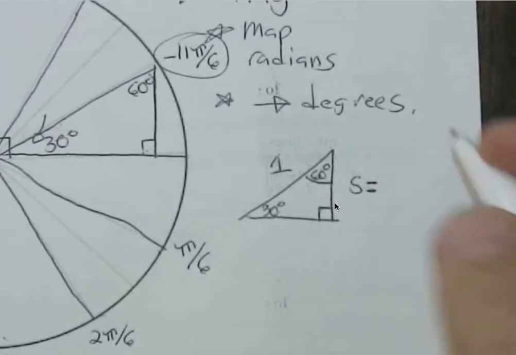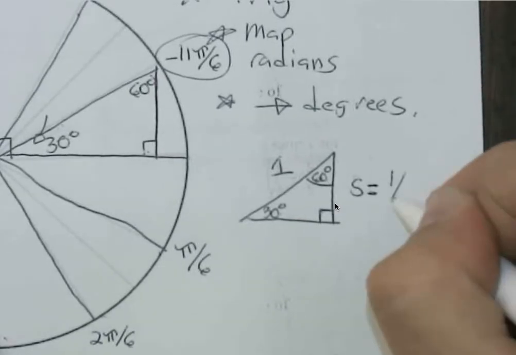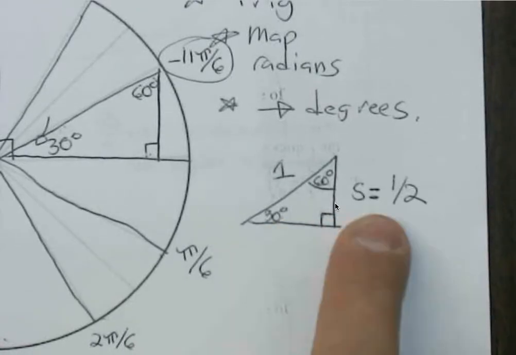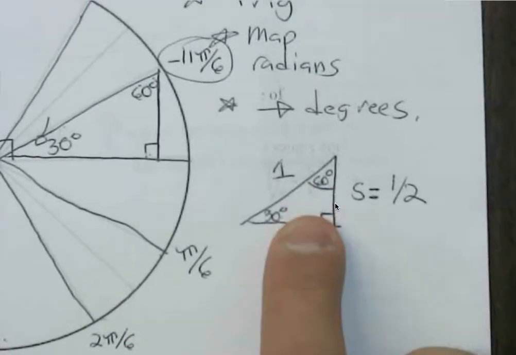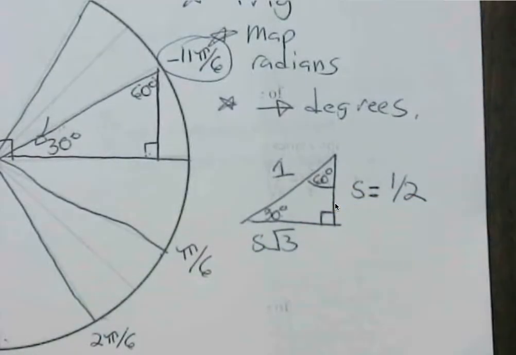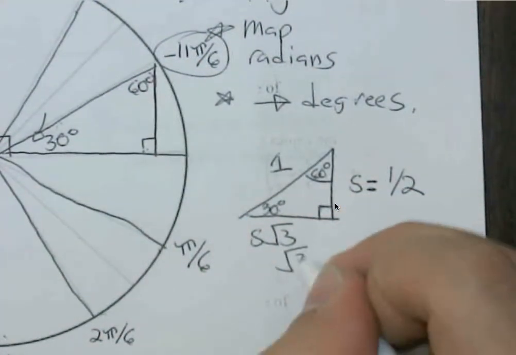And we will refer to the smallest side as 1/2. So the smallest side's 1/2. This is across from 30 degrees. So ideally, across from 60 degrees, this is s root 3. So this should be square root of 3 over 2.